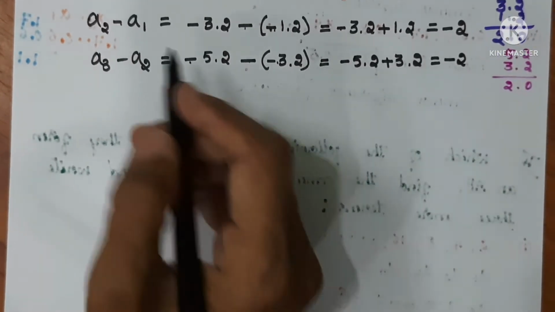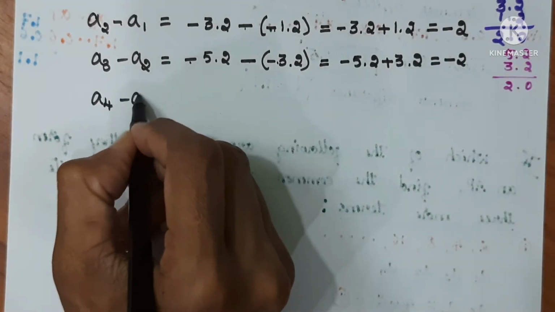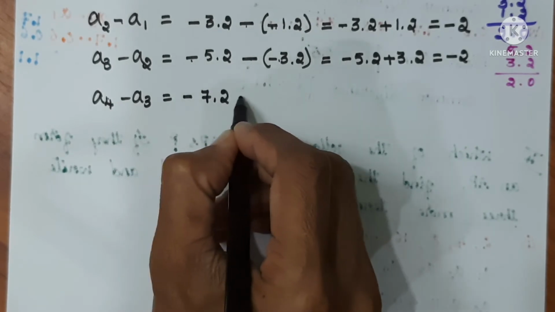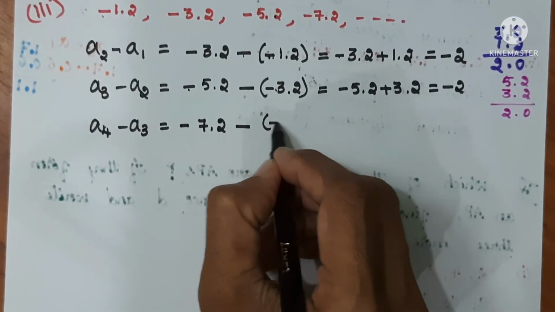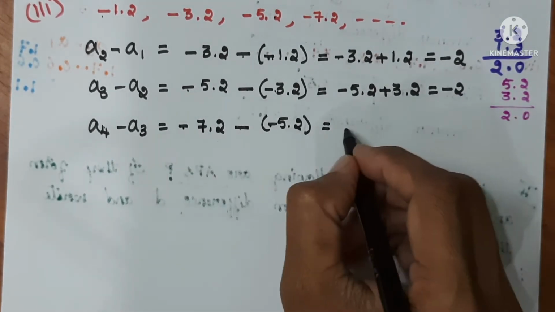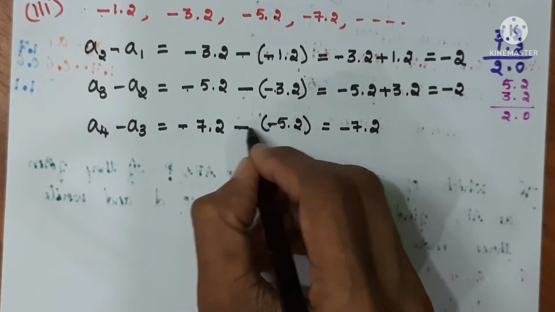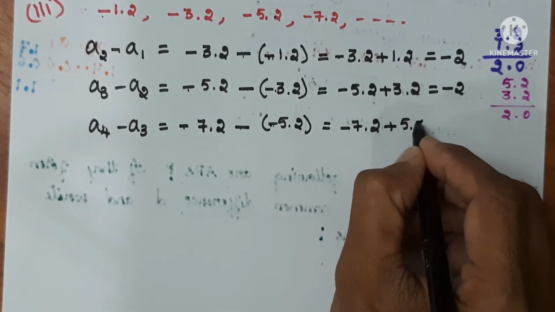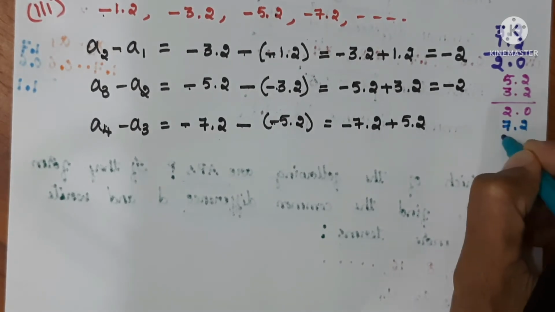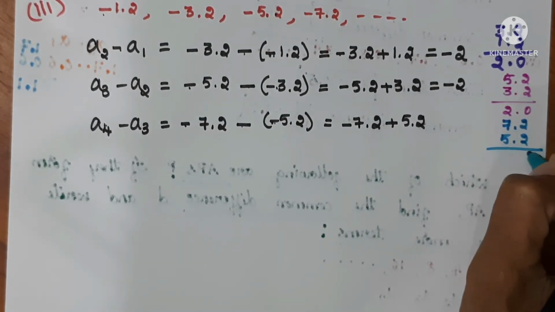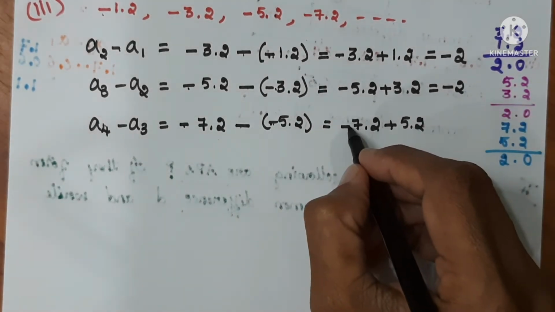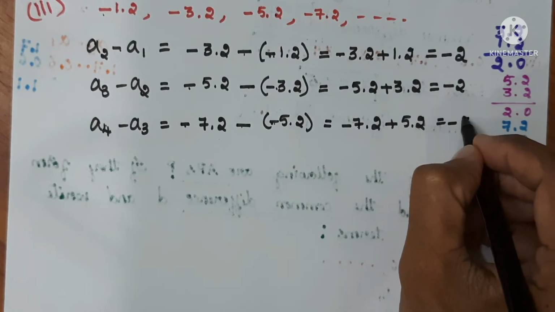Again check for the next one. A4 minus A3 will be equal to, fourth term is minus 7.2 minus third term is minus 5.2. Here also minus into minus plus we get, this is minus 7.2 minus into minus plus 5.2. Again we have to subtract 7.2 minus 5.2. 2 minus 2 is 0, 7 minus 5 is 2. Here the bigger number is having the minus sign, so minus 2.